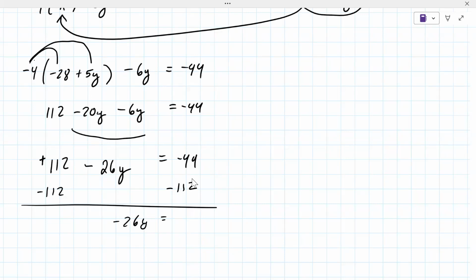So 156. -156. Okay. So now what do you divide both sides by? Negative 26. Okay, so go ahead and reduce that for me. It would be 6. Okay, now we're not done.